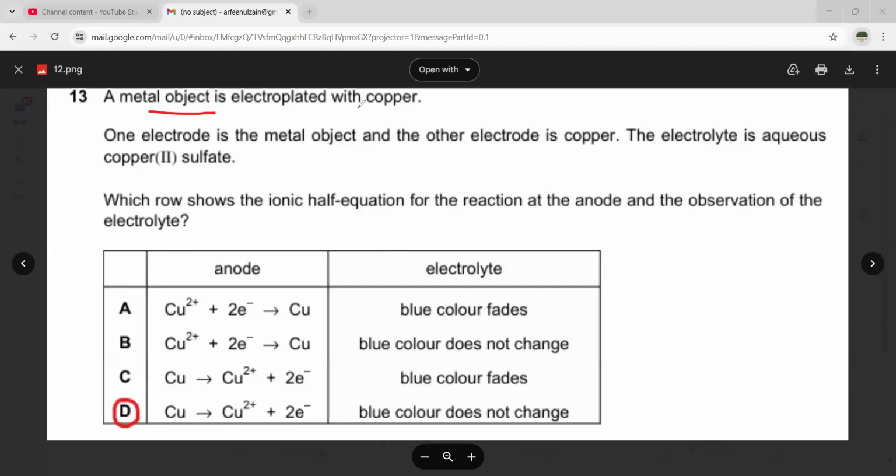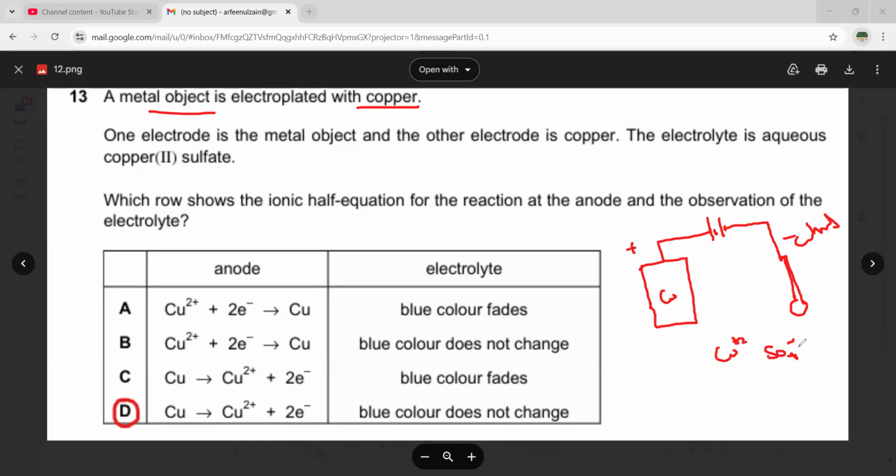Because a metal object was electroplated with copper. So we have a copper anode and a metal object. For example, let's say we are electroplating a spoon. That spoon is connected to the cathode, the negative terminal of the battery, and this is the positive, and the electrolyte is aqueous copper sulfate.